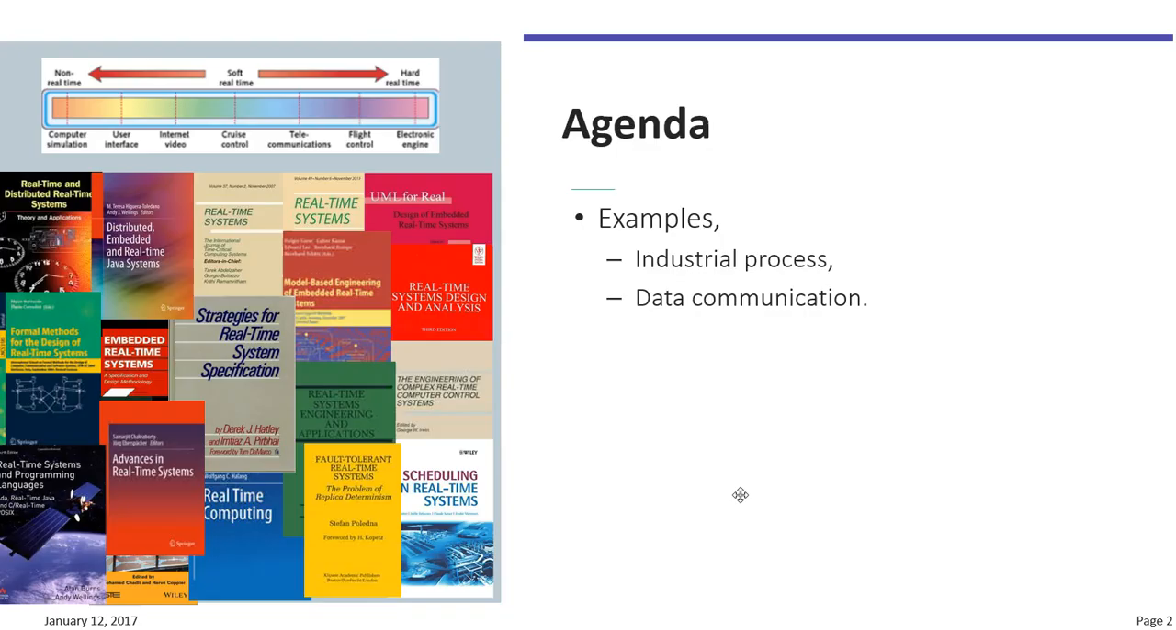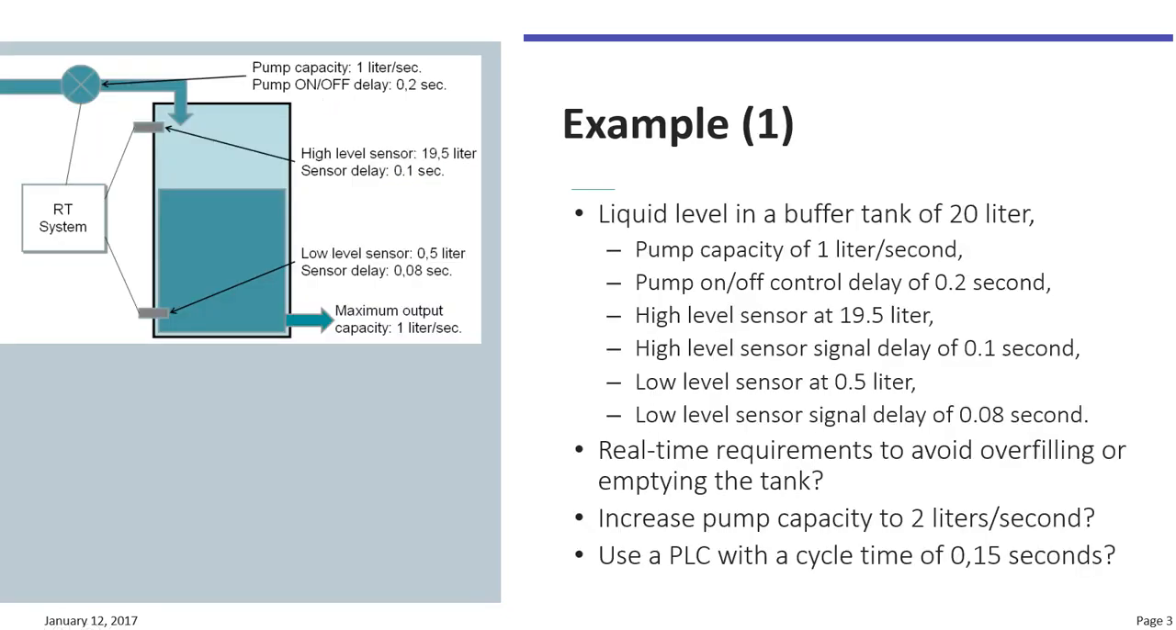So I will go through one industrial process and one process for data communication, or actually, more specifically, a communication protocol. And if you see here, telecommunication or protocols and control systems are two major parts of real-time systems. Our first example is a buffer tank.